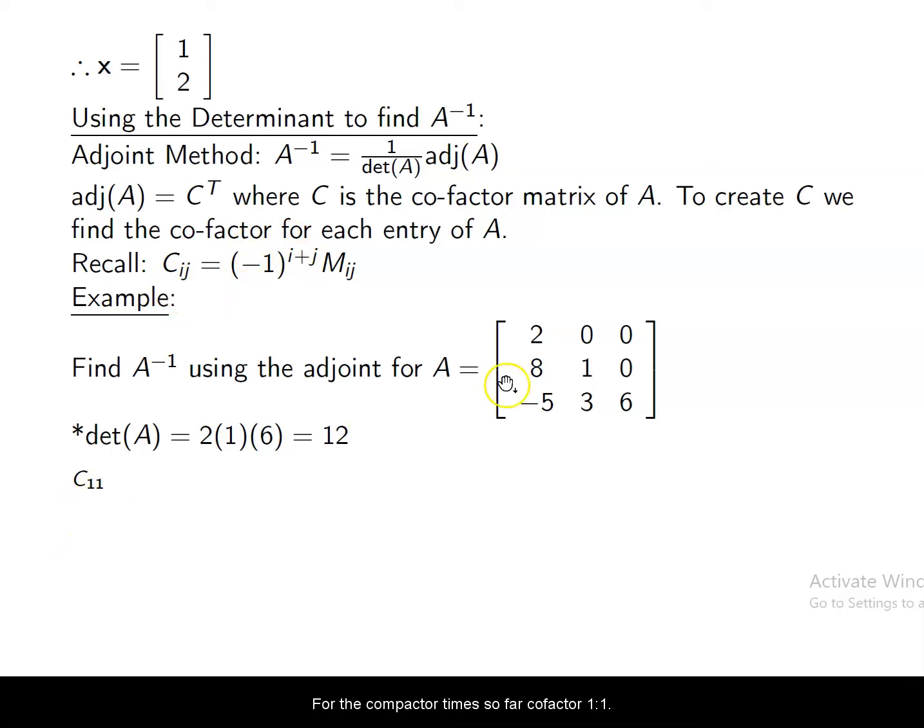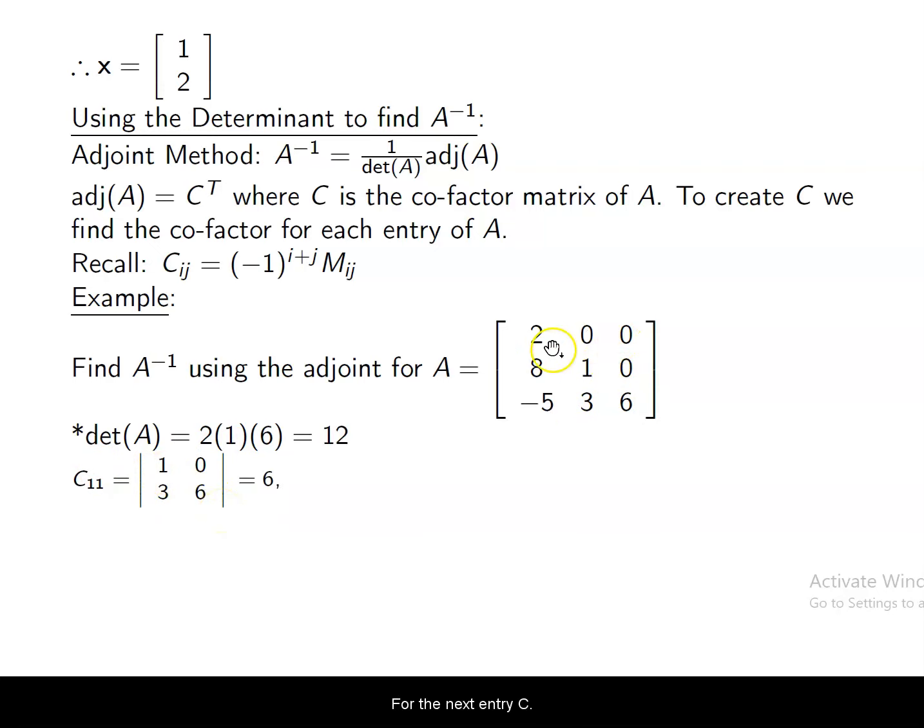So for cofactor 1,1, I'm going to block out this row and this column, and find the determinant of this submatrix. That'll be my minor. The determinant here is obviously very easy, 6 minus nothing. And that will multiply times the sign for this position, which is negative 1 to the power of i plus j, which is 1 plus 1 or 2. So this ends up being positive, just this subdeterminant, which is 6.